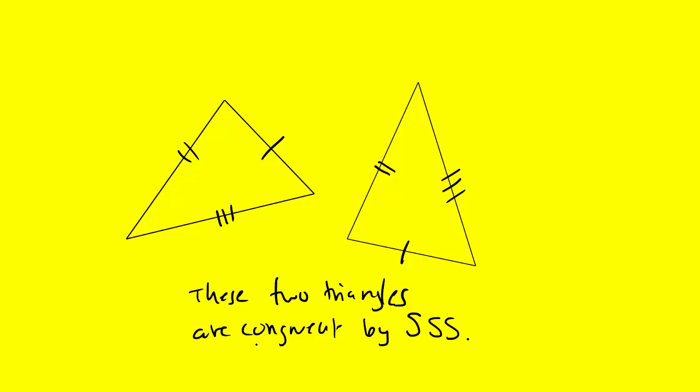So again, remember, congruent means that even though they didn't tell me that, I know that the corresponding angles will also be the same, meaning they're congruent. So that's congruent triangles by side, side, side.